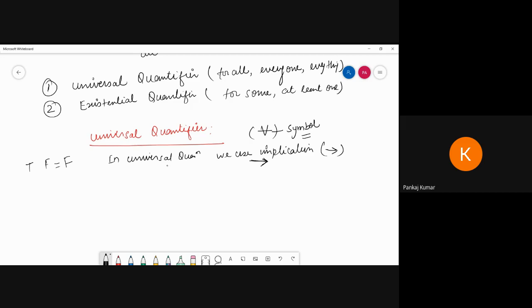Now suppose I'm applying it like this. When will this whole statement be false? Suppose P is true and Q is false, then this statement is false. Otherwise it is true. Even if P is false and Q is true, that is true. Both true or both false, that is true. So these things we have to understand.